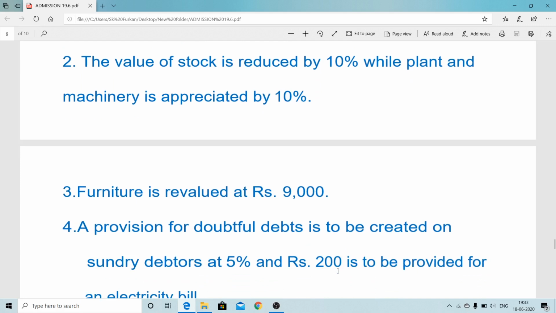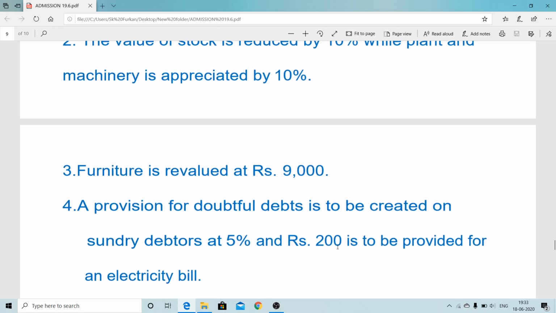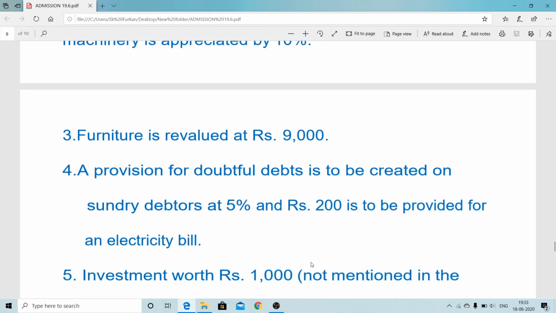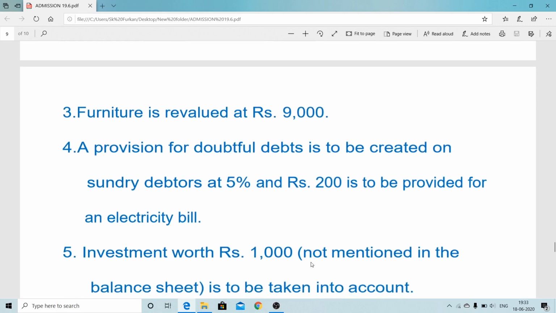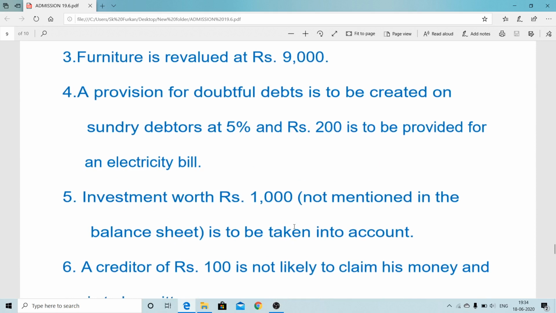Exactly the same way, provision for doubtful debts to be created at 5%, so debtors value into 5%. Rupees 200 is to be provided for electricity bill, that is outstanding expenses. It is considered as an expense due, which is converted to a liability. Therefore it is an increase of liability: revaluation account debit to outstanding electric bill. Investment was an unrecorded asset, so we have to consider investment account debit to revaluation. Ultimately, one asset increases.